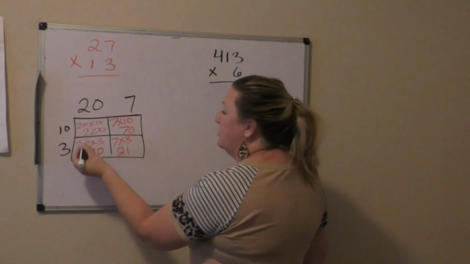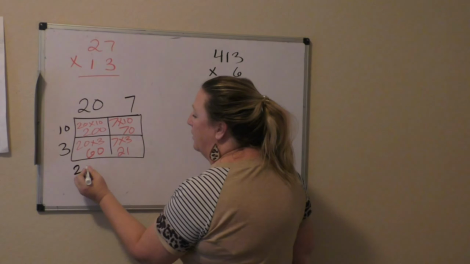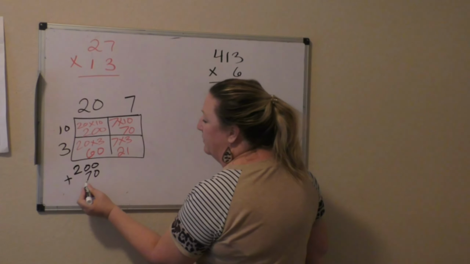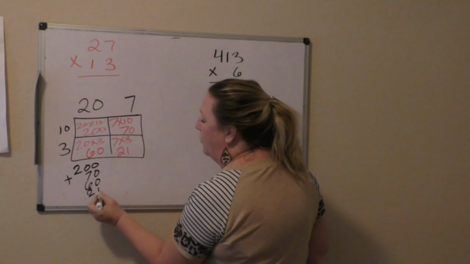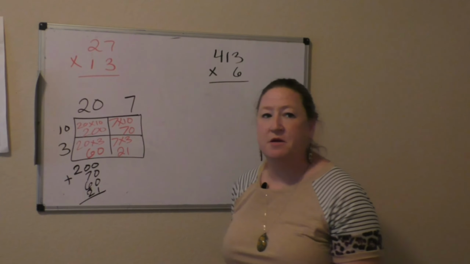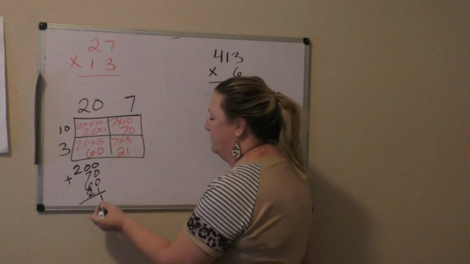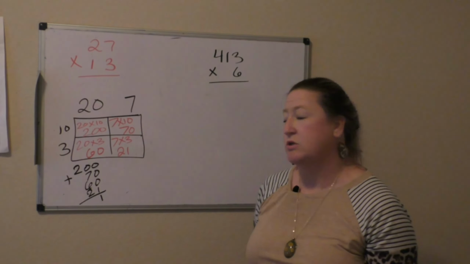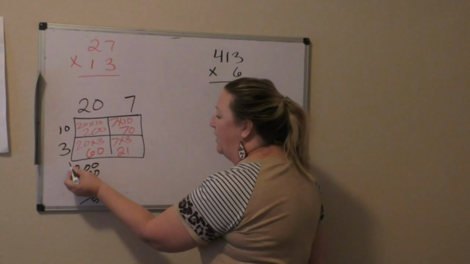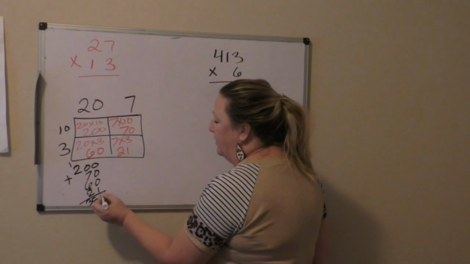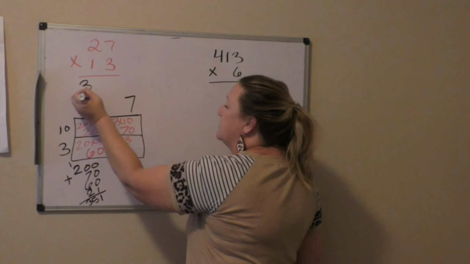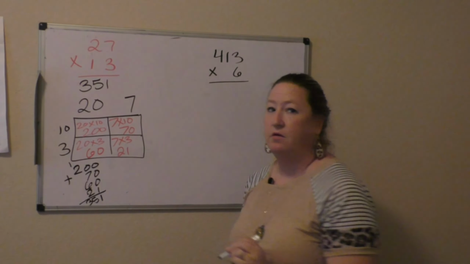So I'm going to add 200 plus 70 plus 60 and 21 to get my answer. I know that 0 plus 0 plus 0 plus 1 equals 1. 7 plus 6 is 13, plus 2 is 15, so I put my 5 and I carry my 1. 1 plus 2 is 3. So I know that 27 times 13 is 351.